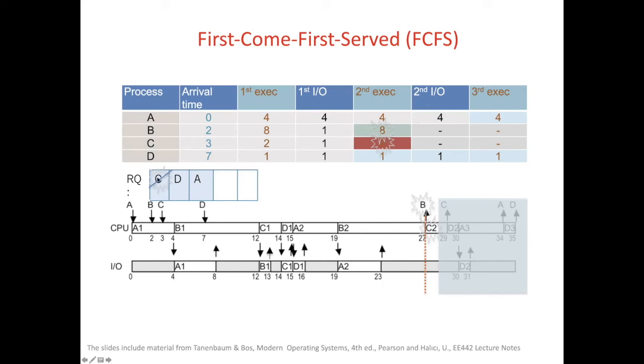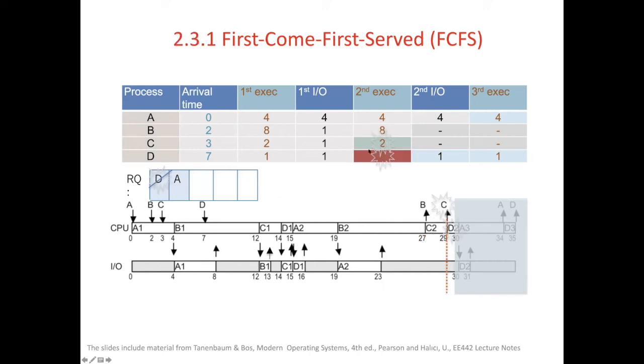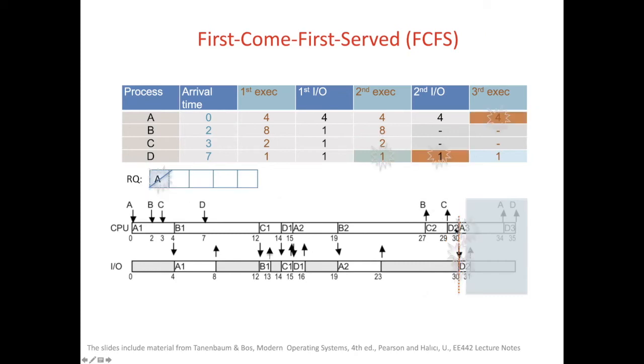The first process in the ready queue is process C, and it is chosen for execution. At time 29, process C finishes its second execution. There is no more operation, so C terminates and leaves the system. At time 30, D finishes the second execution and enters the I/O device queue. Because it is empty, it immediately starts its I/O operation.